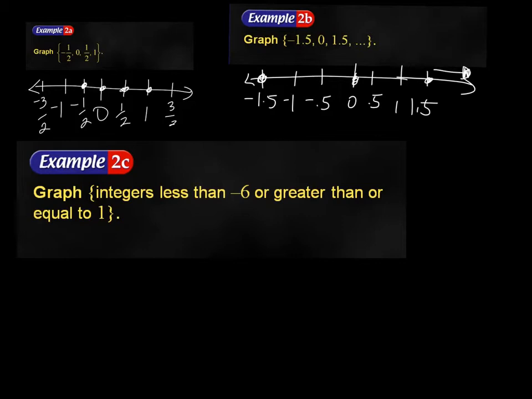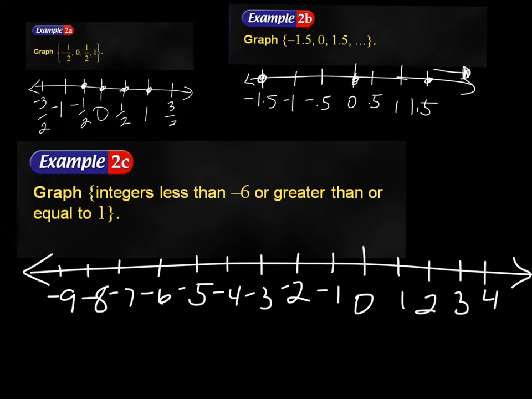Graph integers less than -6 or greater than or equal to 1. Okay, integers are whole numbers and their opposites, so we're just going to want dots again. So the first integer less than -6 would be -7, then -8, -9, and the arrow goes to the left. And then I want integers greater than or equal to 1. So 1 gets a dot, 2, 3, 4, and so on to the right. And again, I like making my dots kind of above the number line because I think they show up a little bit better than if they're right down there on it, where it technically should be.